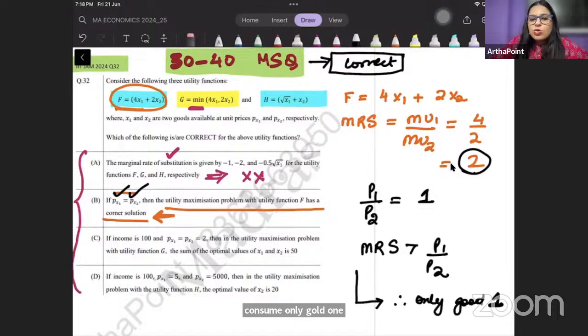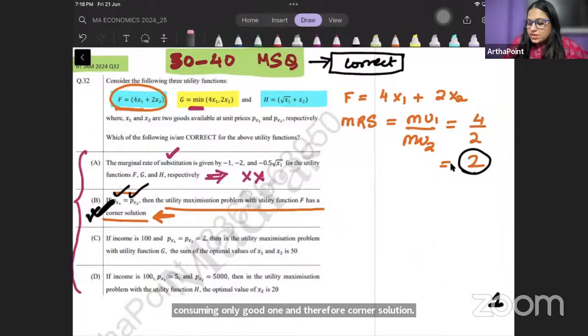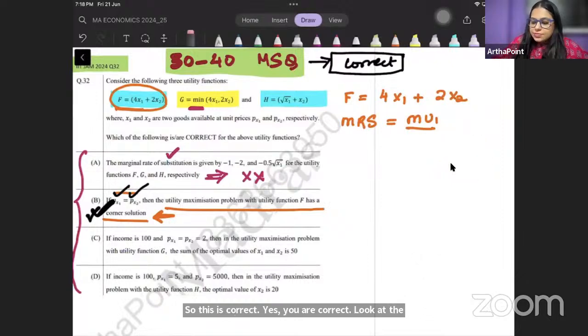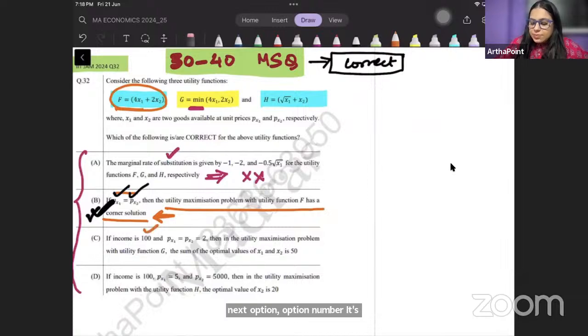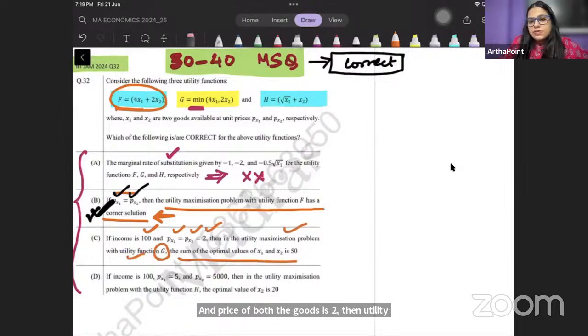So we can go ahead and say that I will be consuming only good one and therefore a corner solution. So this is correct. Yes, you are correct. Look at the next option, option number C. It says income is 100 and price of both the goods is 2. Then utility maximization problem, sum of optimal values.